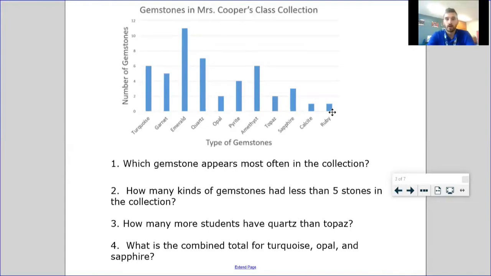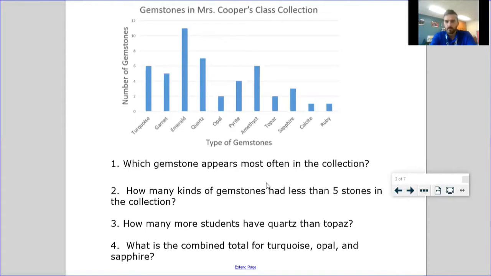So if we look at our bar graph, we know that this is the number of gemstones we have in Mrs. Cooper's class. Down at the bottom, our labels show the types of gemstones. And then over here, we've got our scale. Obviously, we're counting by 2. So anything that doesn't land on the line, if it lands in the middle, we're going to be able to figure out that number based off the scale. And then you've got all your bars, and they're represented by different numbers.